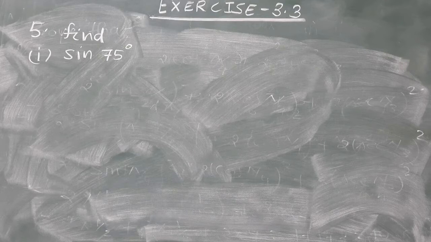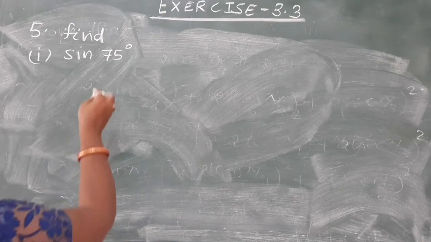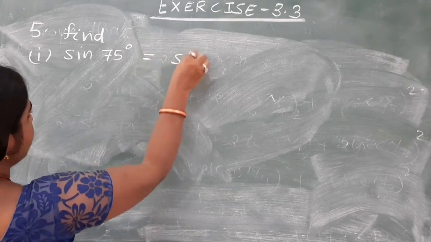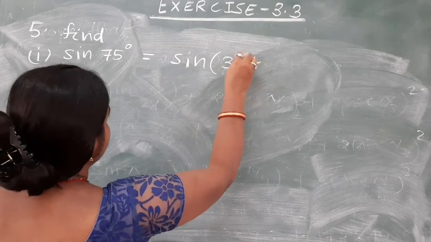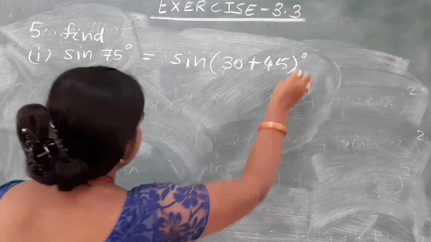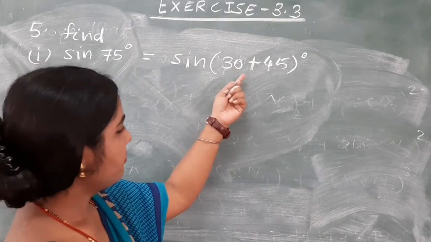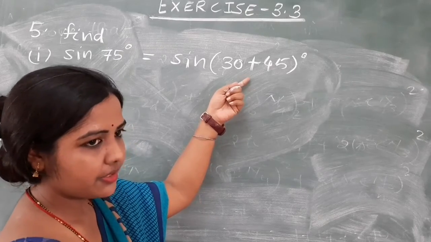Question number 5, we have to find the value of sin 75 degrees. So we'll split the 75 into two angles whose values we know. We can split 75 as 30 plus 45, so I can write it as sin of 30 plus 45. We are splitting in a form where we can apply values of trigonometric functions.